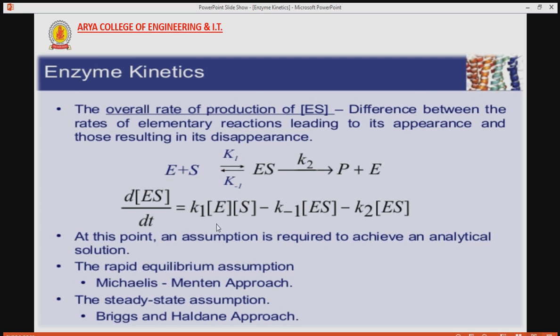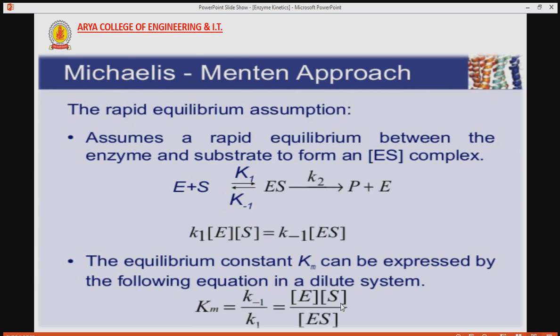This equation must be solved by taking some assumptions: the rapid equilibrium assumption, which leads to the Michaelis-Menten approach, and the steady state assumption, which leads to the Haldane approach. So, we will see how we derive these equations by using these assumptions. Let's start with the Michaelis-Menten approach.